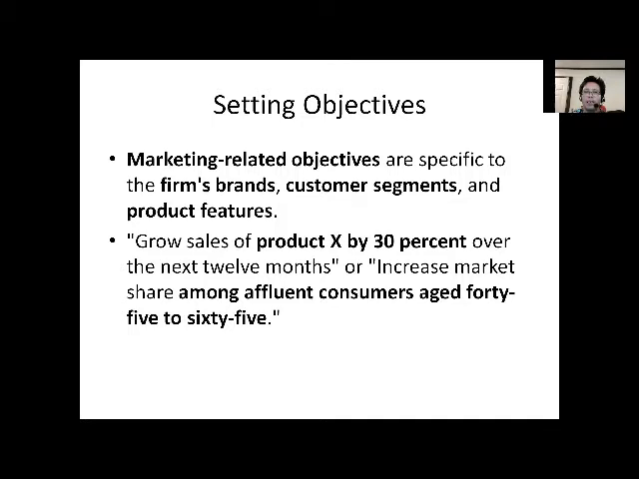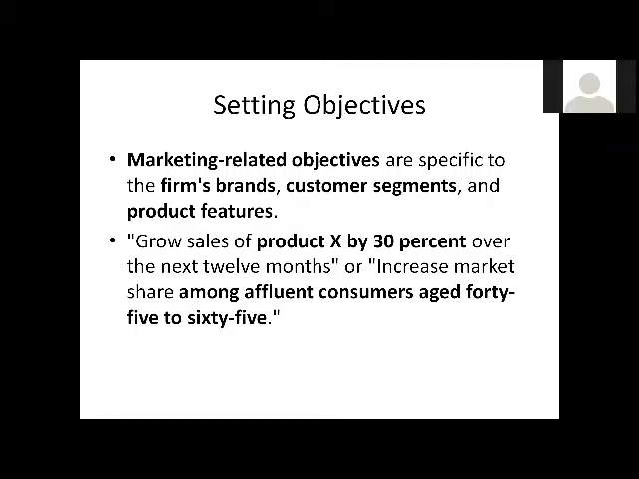But when we go to the next slide, we have what we call marketing related objectives. This time they're specific to either the brands, the customer segments, or the product features. For example, and I know Jamal is here, Jamal, could you read the example of marketing related objectives?